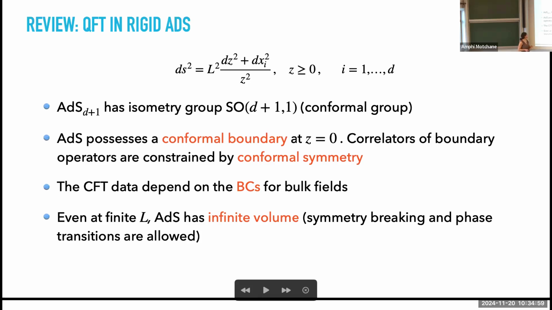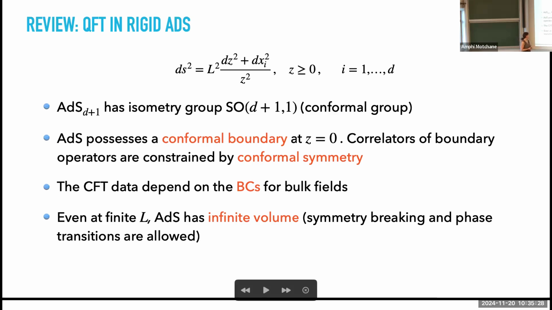First of all, we consider anti-de Sitter space. These are the Poincare coordinates, and L is the radius of AdS. We consider AdS in D+1 dimensions, so a D+1 dimensional bulk and a D-dimensional boundary. In this case, the isometry group is SO(D+1,1). We are considering Euclidean AdS, and at z equal to 0, we have a conformal boundary.